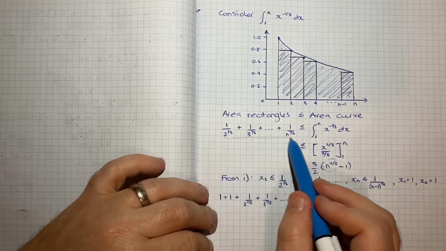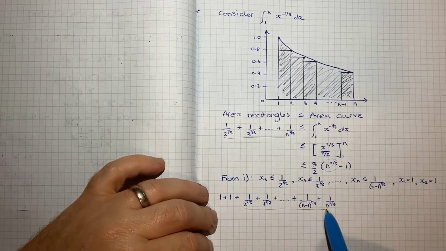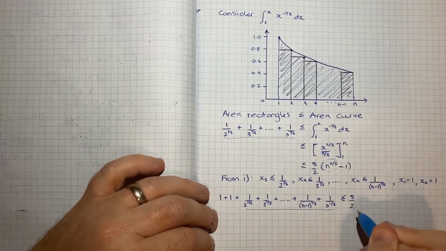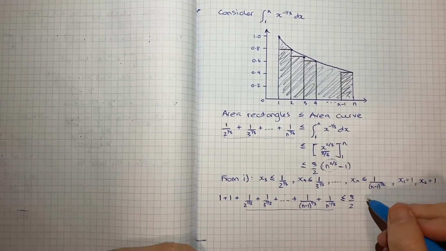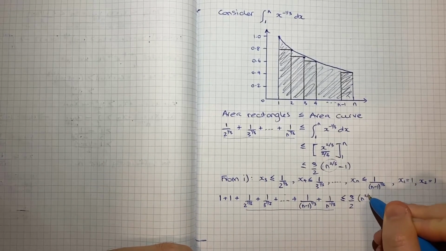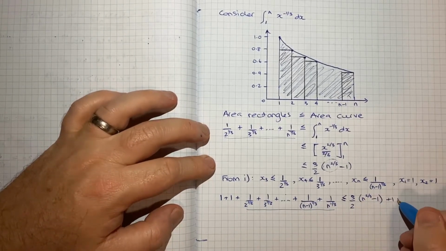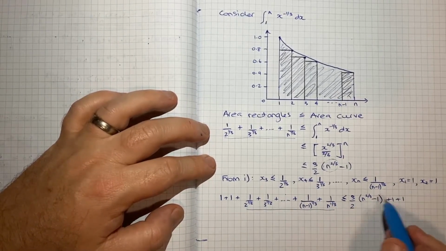This part of it we know is less than or equal to 3 on 2 times n to the 2 on 3 minus 1. And I'll need to just add plus 1 to keep the inequality valid.